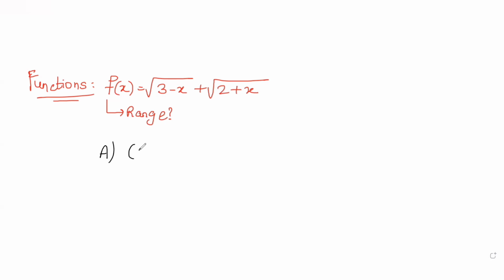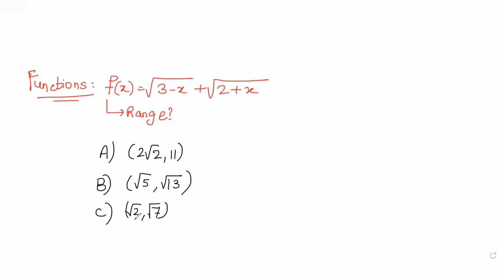And if I talk about the options, the first is 2 root 2 comma 11. The second option is root 5, root 13. The third option is root 2, root 7. And the fourth option is root 5, root 10. So we need to figure out which one of the four options is the correct answer for the range of the function asked.